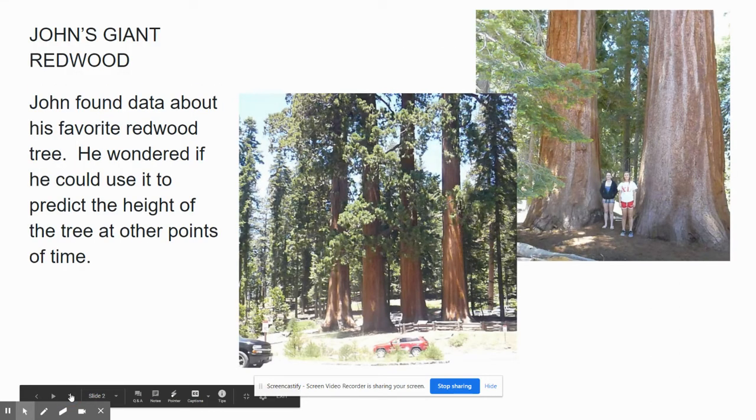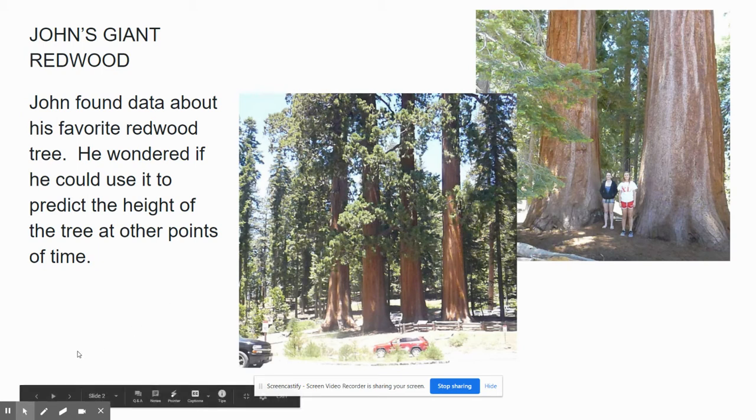So this is about John's giant redwood. If you're not sure what a redwood is, it's a giant tree. These are actually pictures from my vacation with my daughters. They're right here. That's Miranda and Samantha, but this is from about 8 years ago. So if you look at the size of the tree there, or the size of the car compared to the trees, giant redwoods are giant trees.